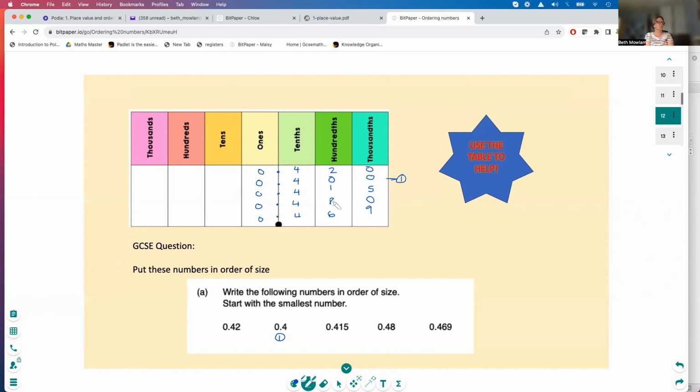The next smallest one in that column, well, we've used the 0, so it'd be 0.415, because the 1 is the next smallest. So that's the second one. Look again, the 2 is the next one, so the 0.42.